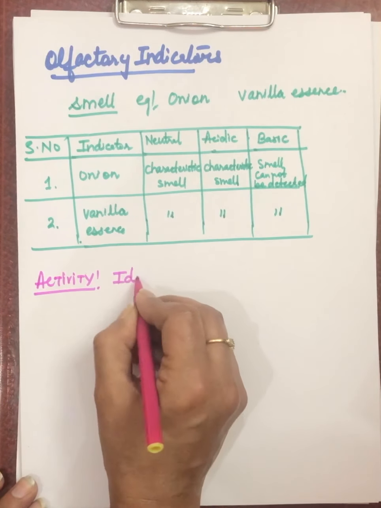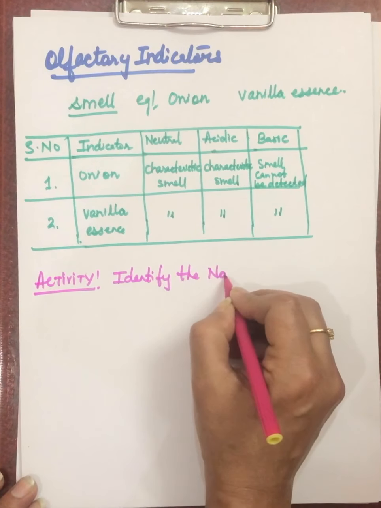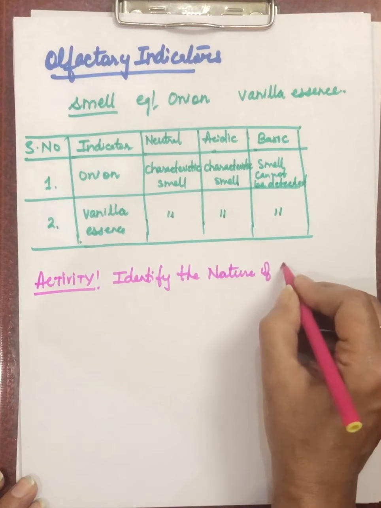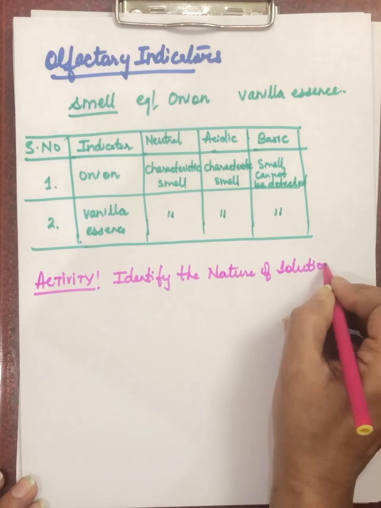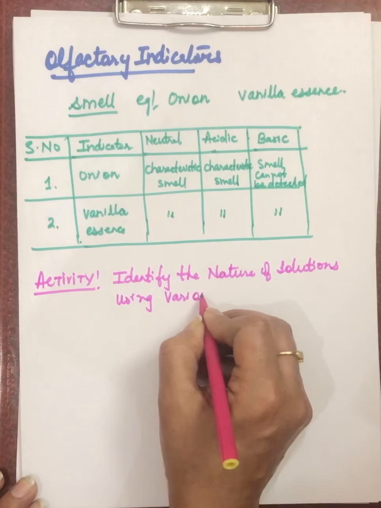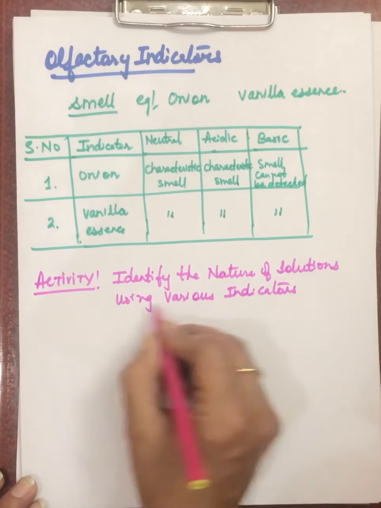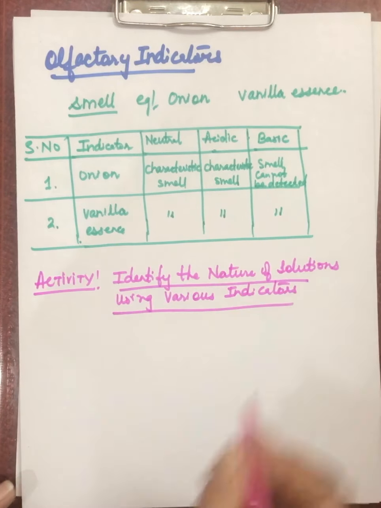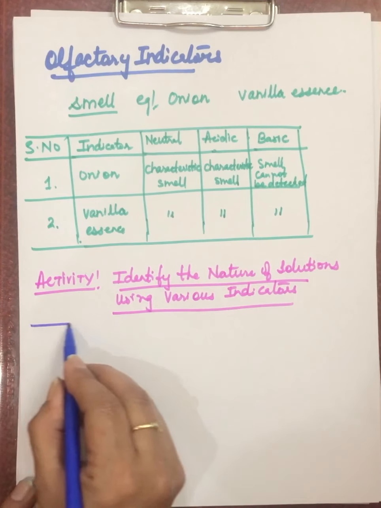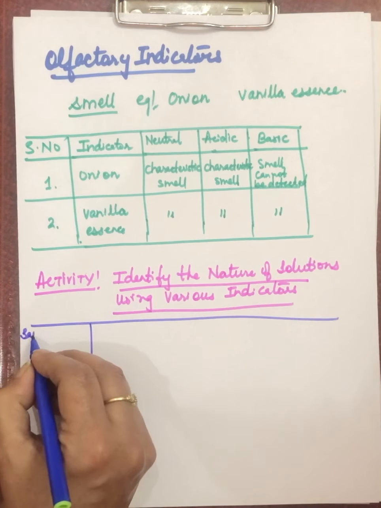Now we have one activity. Identify the nature of solutions using various indicators. So different solutions we are taking. Using these solutions, we have to identify the given solution, whether it is acidic or it is basic in nature. Now the sample solutions that we are using here.